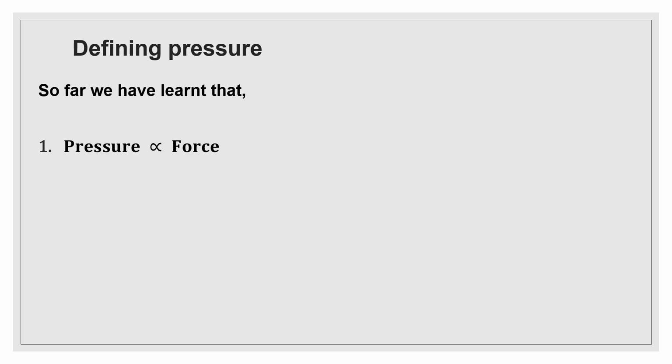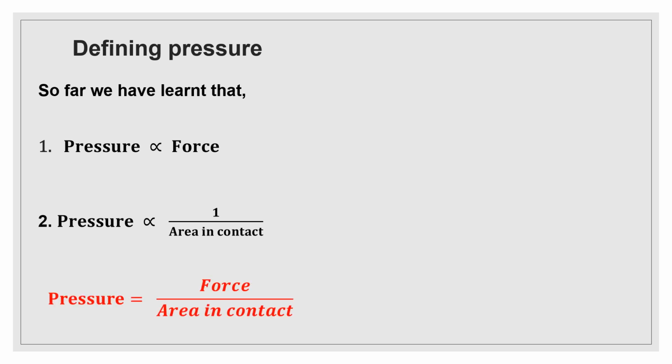Now, how do we define pressure? So far we have learned that pressure is directly proportional to the force. That is, when force increases, pressure also increases. Secondly, we have seen that pressure is inversely proportional to the area in contact. So when the area in contact decreases, the pressure increases. So we get pressure is equal to force divided by area. That is, if you want to calculate the pressure exerted, we need to take the force applied and divide it by the area in contact.